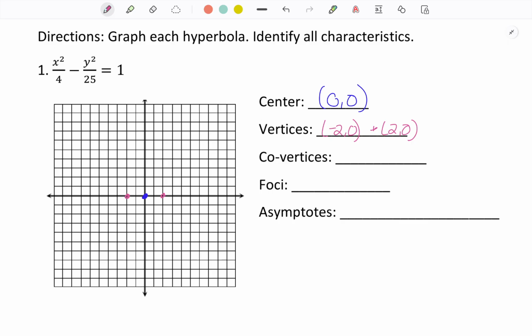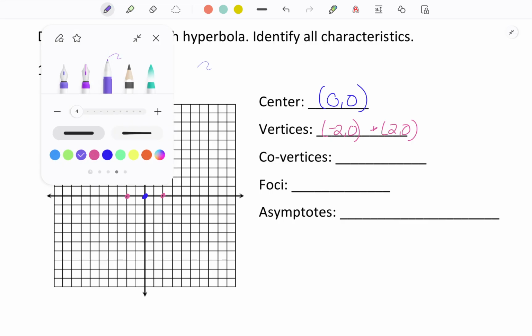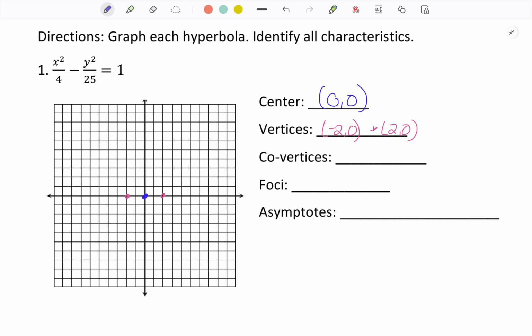Now our co-vertices, we are going to look at that 25 that's under our y's. Square root of that is 5, so we are going to add and subtract 5 from the y. So we have 0, 5 and 0, negative 5.